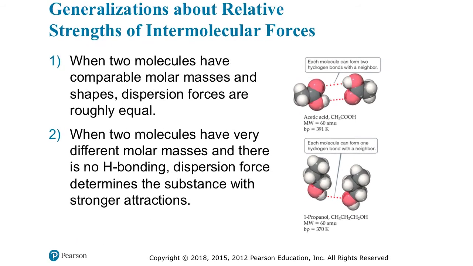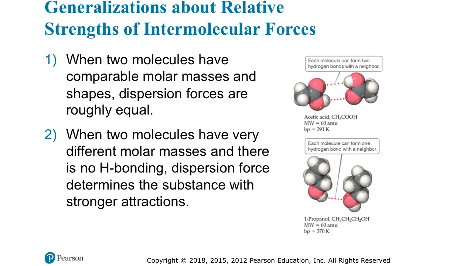So we're looking at acetic acid. Acetic acid has a molar mass of 60 atomic mass units, boiling point of 390. We can compare that with 1-propanol, which has the same molecular weight but a lower boiling point. So when we're comparing these compounds, we can see they have the same size, so they should have the same overall dispersive force. They would have to have different dipole moments to differ in dispersion forces as well, or different in shape by a fair bit, and these molecules are pretty similar in their overall shape.